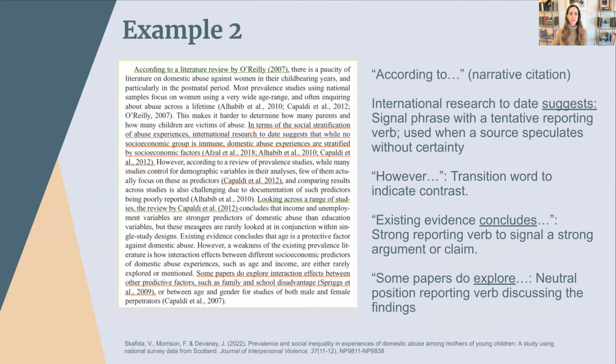Here's an example that I took earlier where I pointed out the three forms of citation. And here I'm highlighting some other components. I have here a signal phrase with a tentative reporting verb, suggest: international research to date suggest. And then however is a transition word to indicate contrast. This is where they're contrasting the findings from this sentence to another sentence with different sources. Then here they're saying existing evidence concludes. This is a strong reporting verb to signal a strong claim. And then here we have a neutral reporting verb.